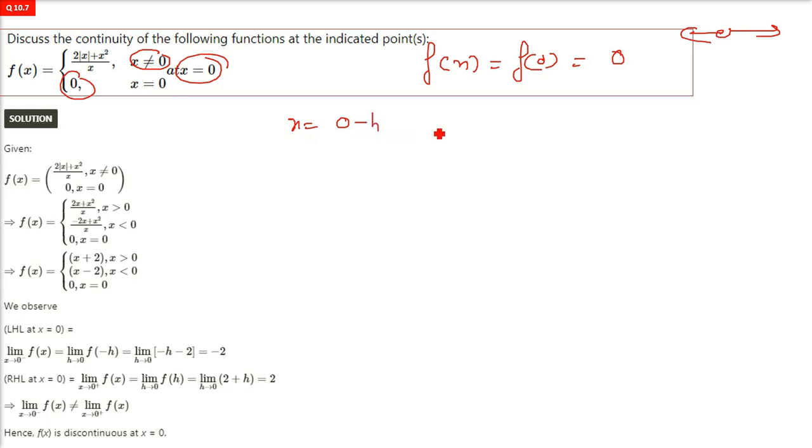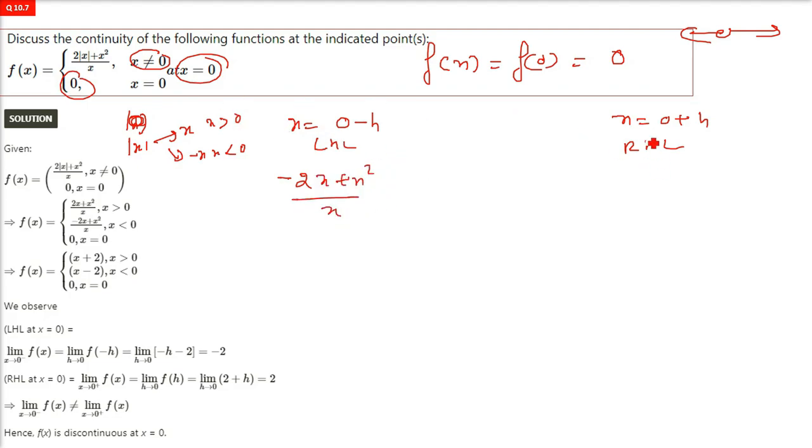We'll put x equals 0 minus h in the left hand limit, x equals 0 plus h in the right hand limit. Okay. Now, this is 2 mod x plus x square by x. So mod x is what? Mod x is x when x is greater than 0. Mod x is negative x when x is less than 0. So this 2 mod x, I am opening the mod x, so I am making it negative. Minus 2x plus x square divided by x, and 2, it is positive now.